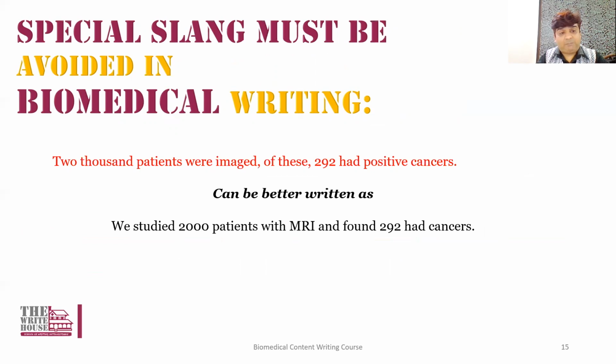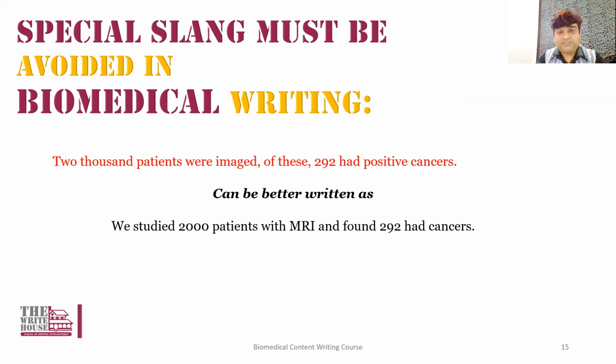Then we talk about the special slang which must be avoided in biomedical writing. Just see the example below, which says: 2,000 patients were imaged. Of these, 292 had positive cancer. The term "imaged" is a slang in the sense that it does not convey how the image was taken. Are we talking about an X-ray image, a CT image, an ultrasound image or an MRI image? It can be better written as: we studied 2,000 patients with MRI and found 292 had cancer.